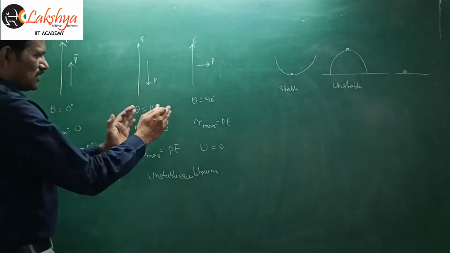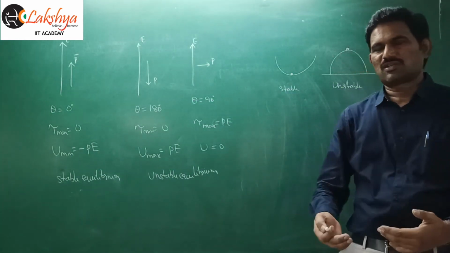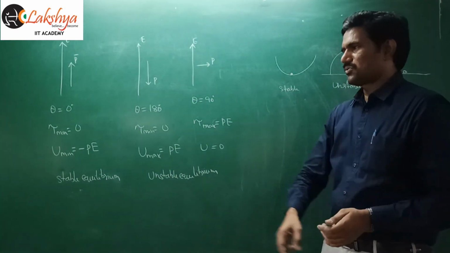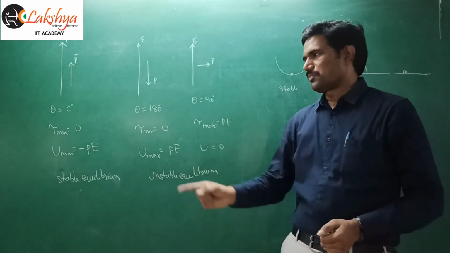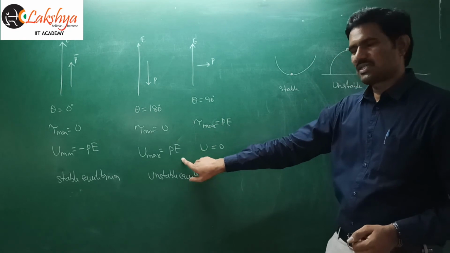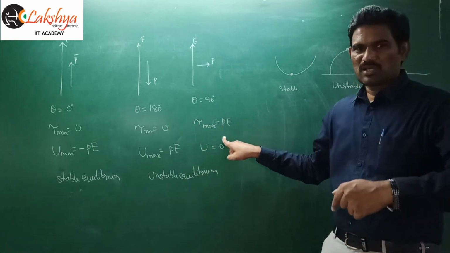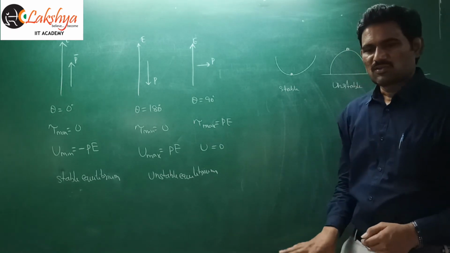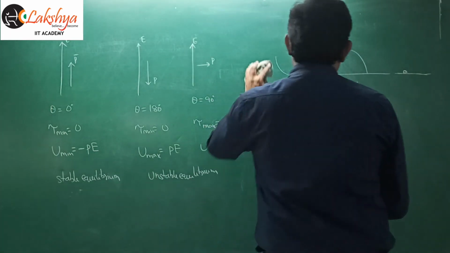Those are the simple values you need to remember here: the importance of theta being 0, 180 and 90 degrees. Theta is 0: torque is 0, potential energy is minimum and it is a stable equilibrium. Theta 180: torque is 0, potential energy is maximum and it is unstable. And theta is 90: torque is maximum and potential energy is 0. Those are the values you need to remember.